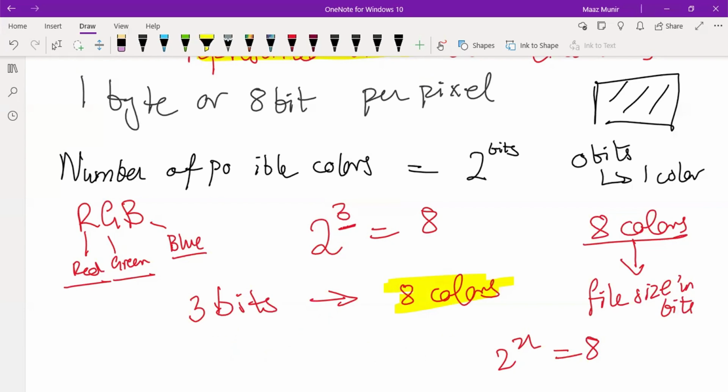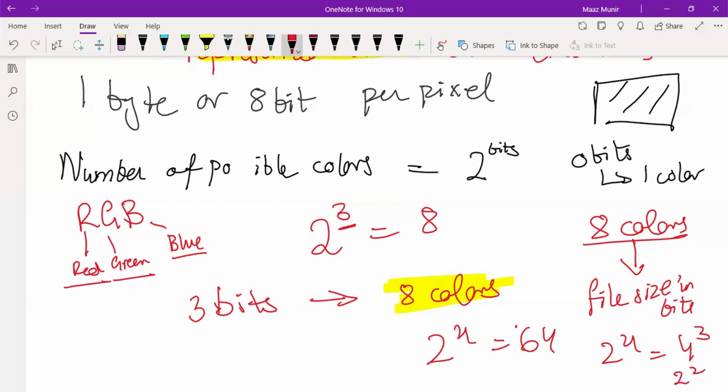This is related to maths and not to computer science, but if you get this concept, it would make things easy for you. Like let's say we have 2 raised to the power x is equal to 64. You won't know what x is immediately, but 64 is 4 raised to the power 3, and 4 is 2 raised to the power 2. So 2 raised to the power x is equal to 2 raised to the power 2 into 3, which is 6. So you get the answer x is 6.